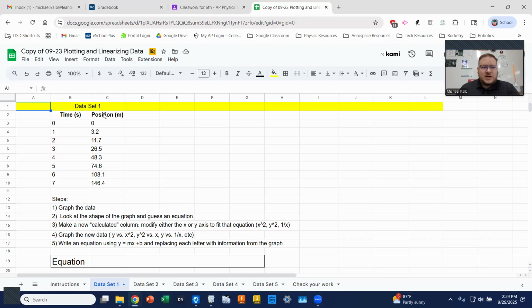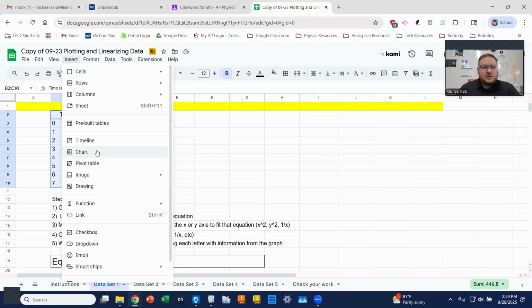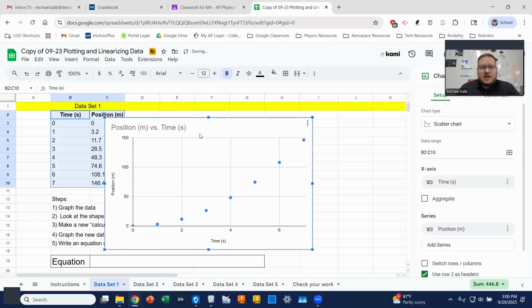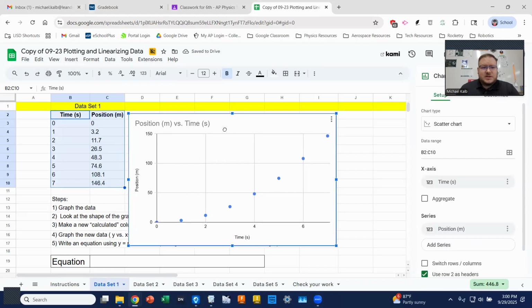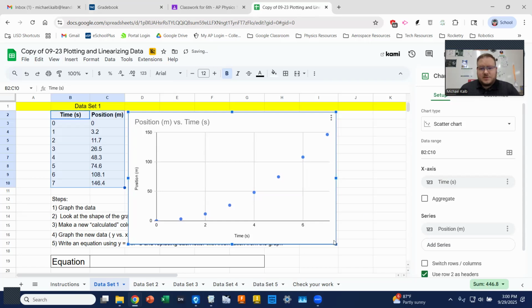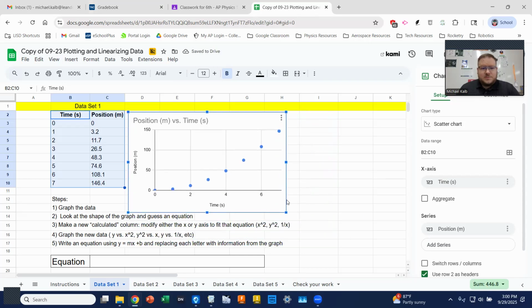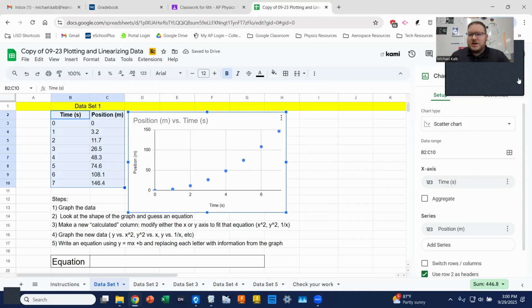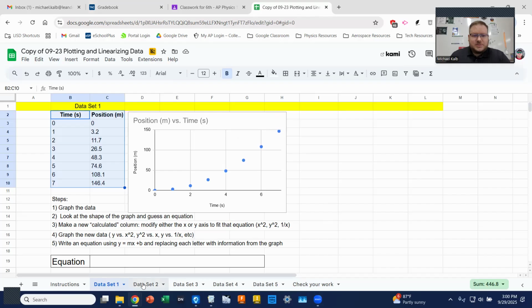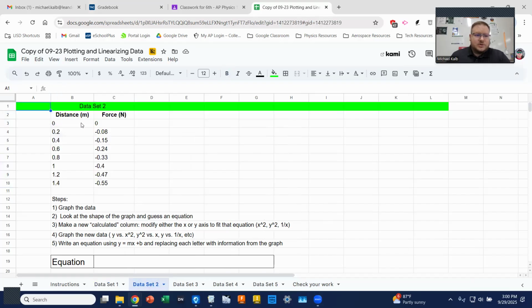So that's why, like time and position, you put what it is measured in, your units, in the column header, but not down below. So let me highlight these. I'll do insert, chart, and it makes a position versus time graph. All right, whoops, I forgot. The first one is non-linear. So actually, let's skip to data set two.